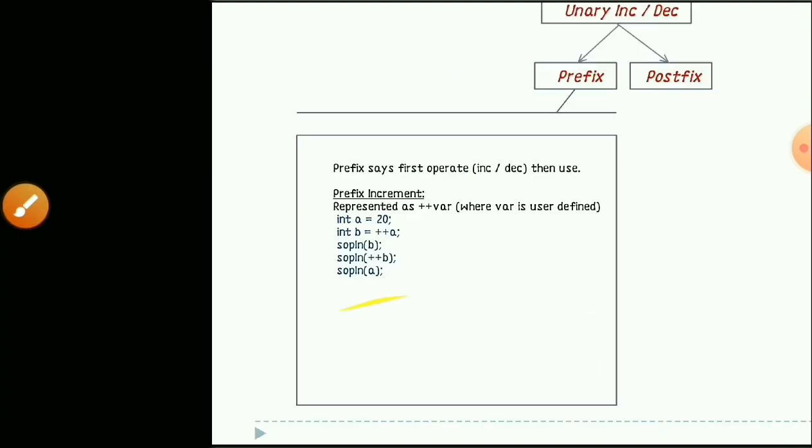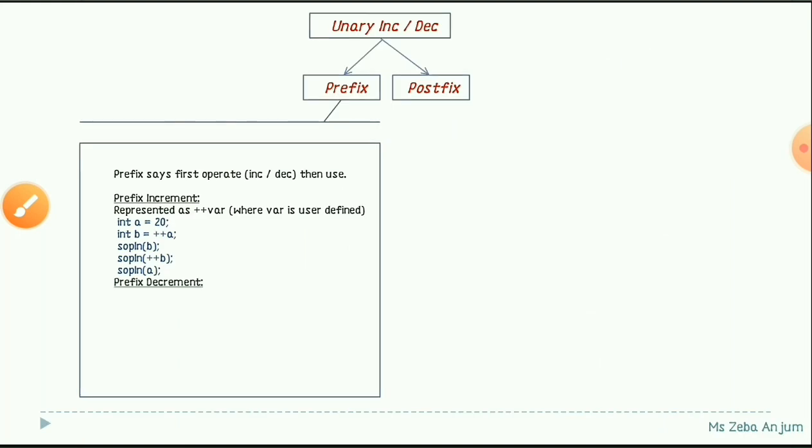Now let us try to see your prefix decrement. It is represented as --variable. Firstly the operation, then afterward you will be using your variable name, and obviously this variable is user defined. Again let us see the same example over here. You are having some lines of code. Again let us try to find out the output for the same.